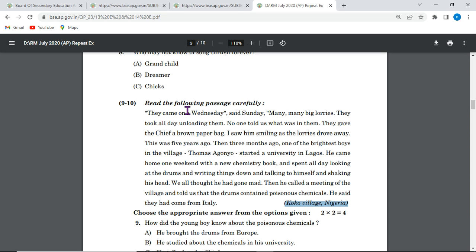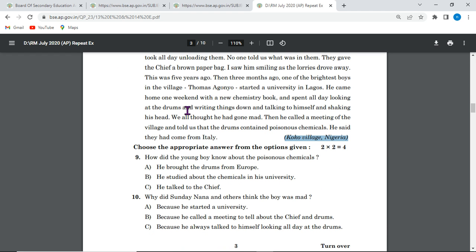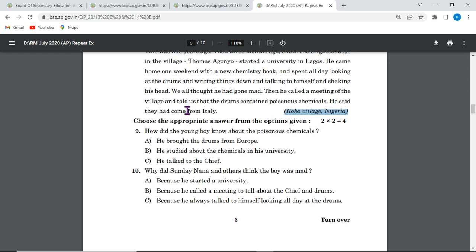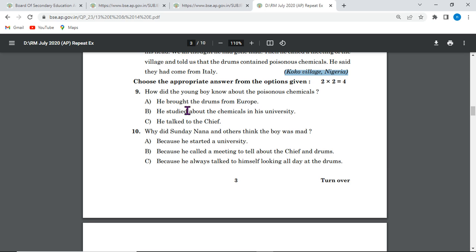So this passage can be read at your own pace and understand the context, characters and theme, and the answers can be written easily. And as you all know, it is also multiple choice questions. We will discuss the blueprint in the upcoming pages. So appropriate. How did the young boy know about the poisonous chemicals? So because he studied about the chemicals in his university.